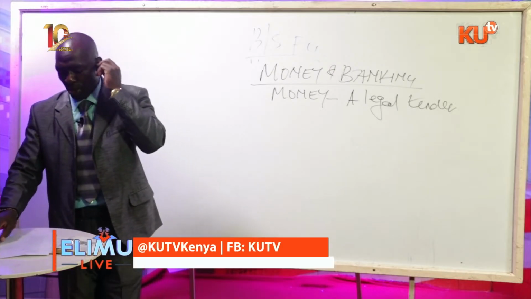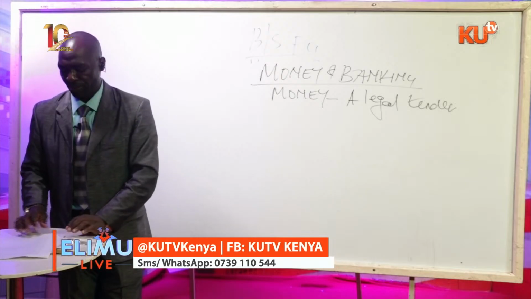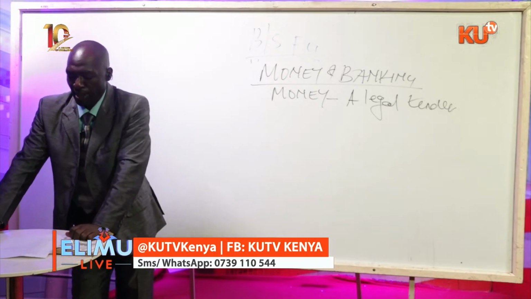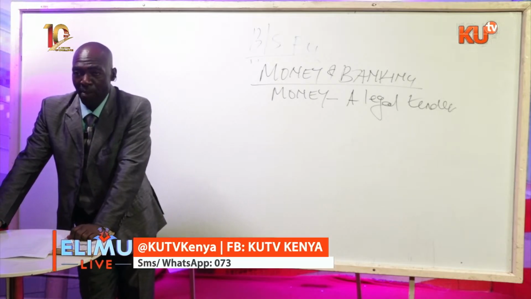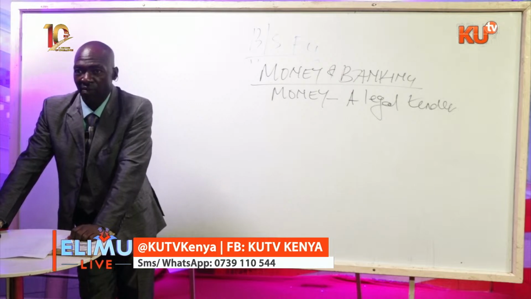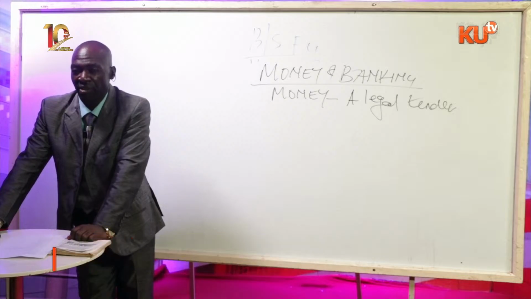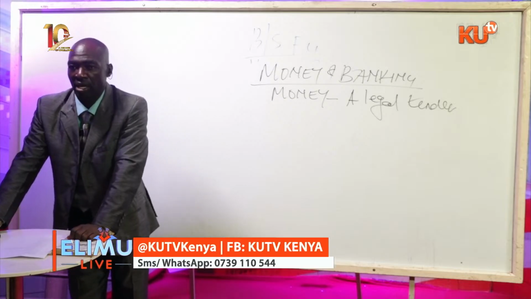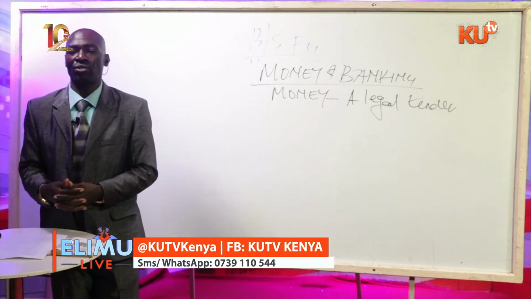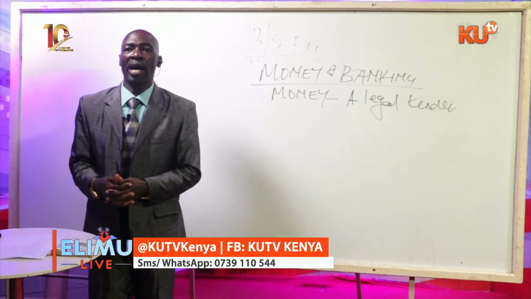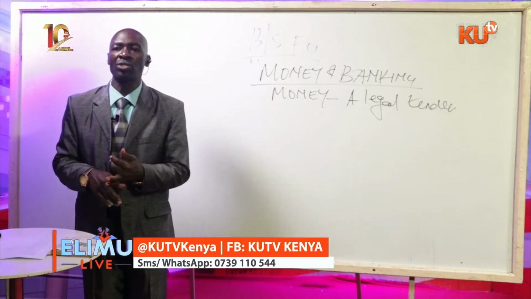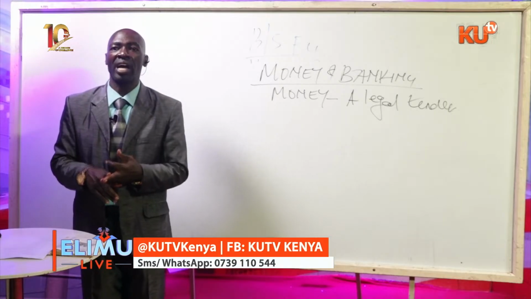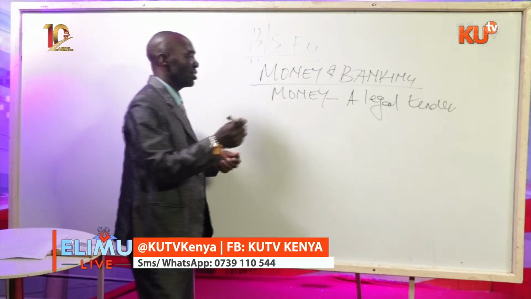Before we look at the systems, I want us to look at banking. The word banking is a verb derived from the noun bank. So what is a bank? A bank is an institution where all activities involving money, in terms of deposits, withdrawals and credit facilities, are carried out. I want you to take note of the terms.